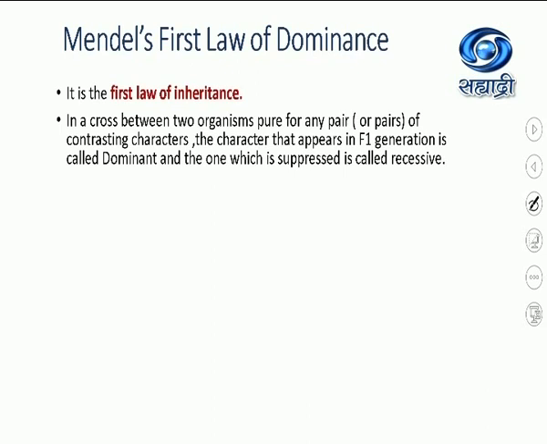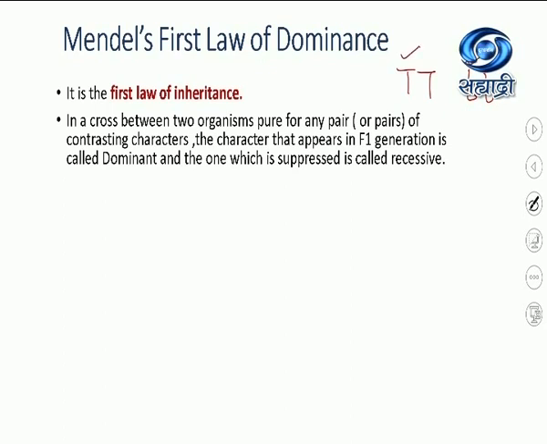Let us see. In a cross between two organisms, pure for any pair or pairs of contrasting characters, for example, in our case, capital T, tallness, tall plant, small t, another parent, dwarf plant. So it is a cross between two organisms, a tall organism and a dwarf organism.